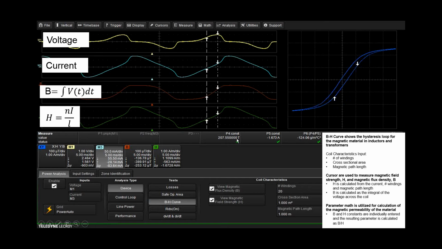Also, if you take the ratio of the magnetic H and B, that's going to give you the permeability of the material. And the permeability is going to actually change as you change the magnetic field, so it's not a constant. Here you can see we've used some parameters to look at the B and H and divide them here to give us the permeability. And so you can use cursors to sweep through these and measure all these things.